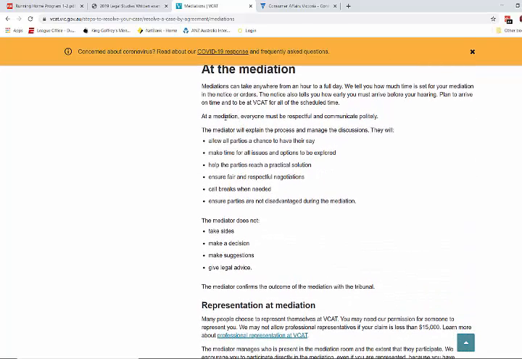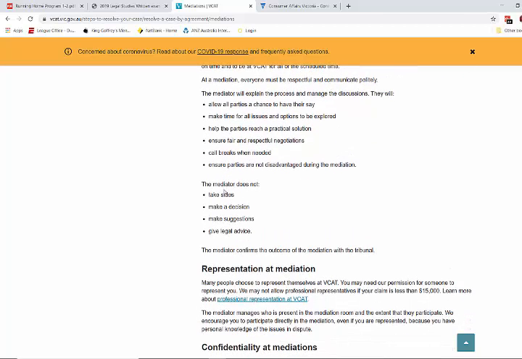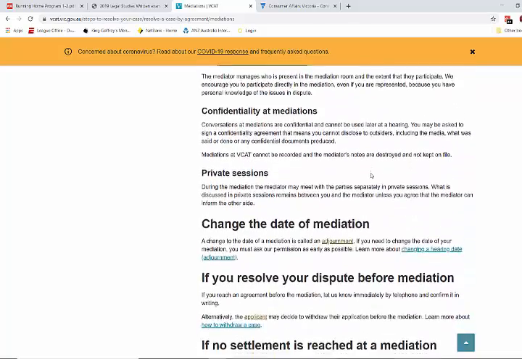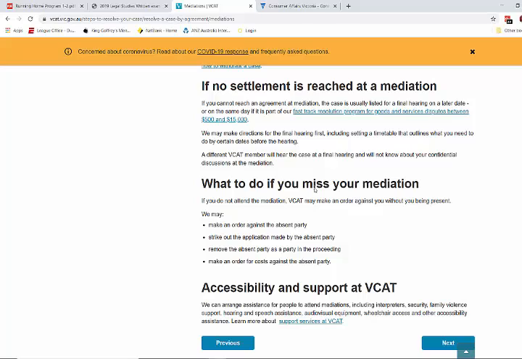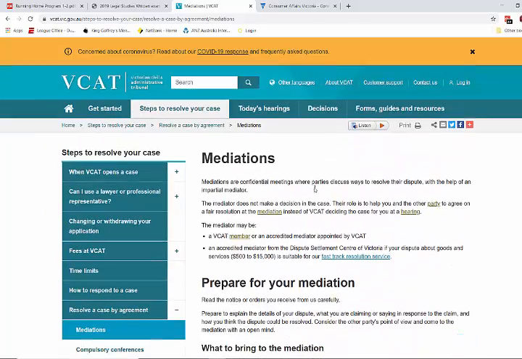And basically, as it says here, at mediation, the mediator will explain the process. You'll get a chance to have your say. You'll make time for all issues and options to be explored. The mediator doesn't take sides, make suggestions, make a decision, so on and so forth. So effectively, they're going to try and get you to resolve the dispute together before they give you a hearing. If you reach an agreement at mediation, let us know immediately by telephone, and then they'll basically sign you off and take you out of the formal hearing process.